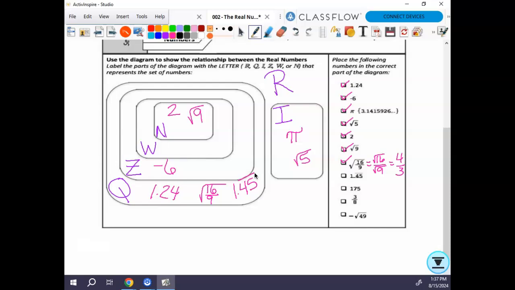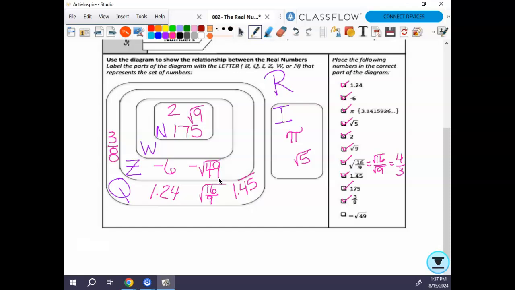175, what do you think? Natural number, good. And what do you think about 3/8? Rational. There. Negative square root of 49. Because the square root of 49 is what? 7, so that's negative 7, so yeah.